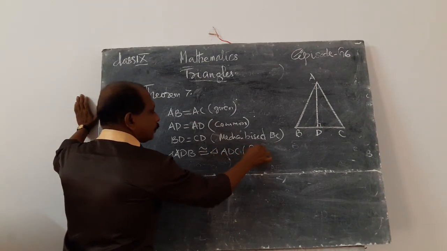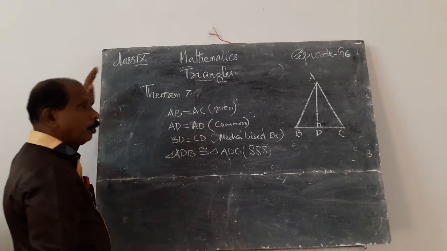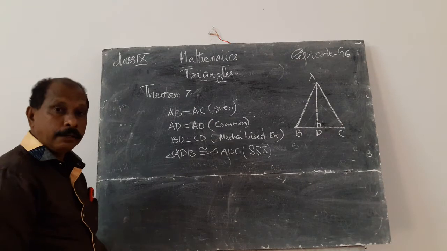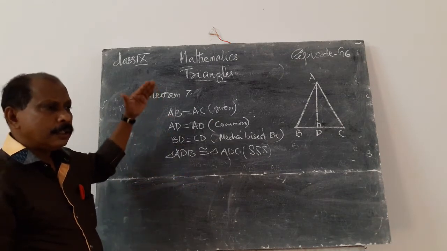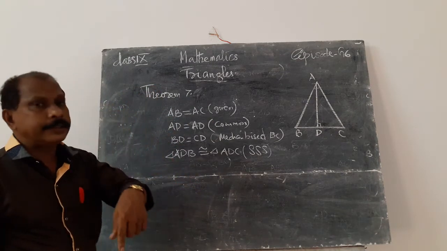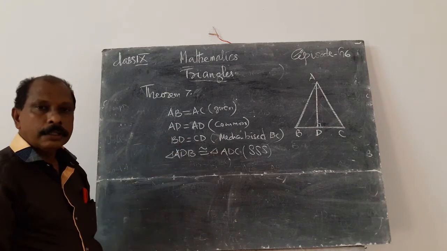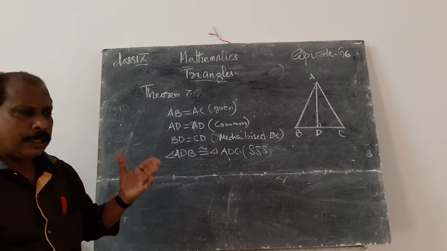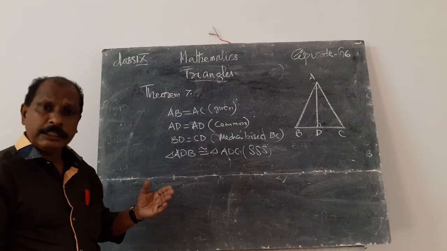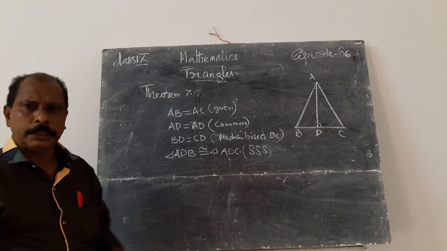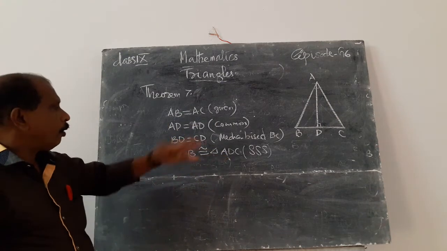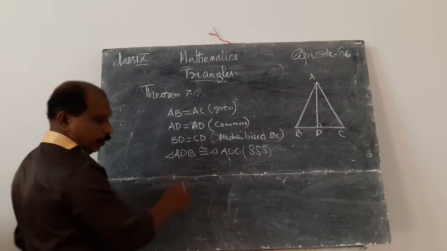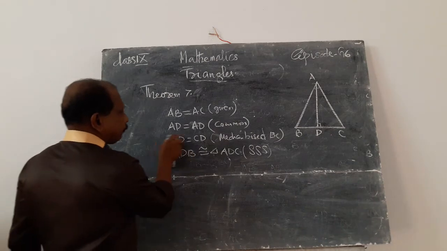What is the reason? Side. Also, as we saw in the last episode, we can prove the base angles are equal using the RHS theorem. But this is with the side theorem. We can prove that any problem or theorem can be proved with different methods. We take any one of the methods. Sometimes we take the RHS method or sometimes we take the SSS method.